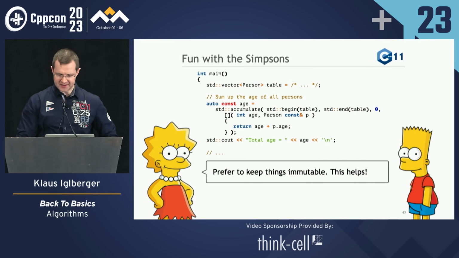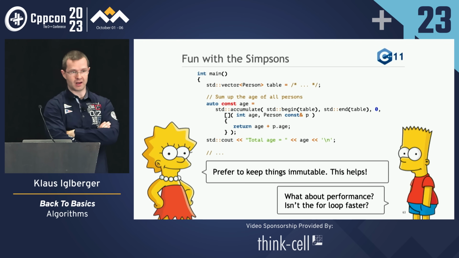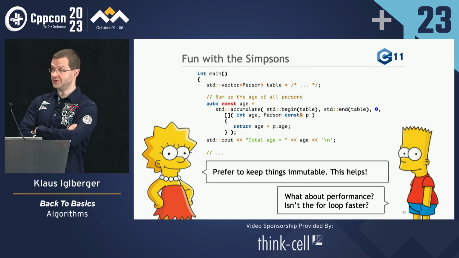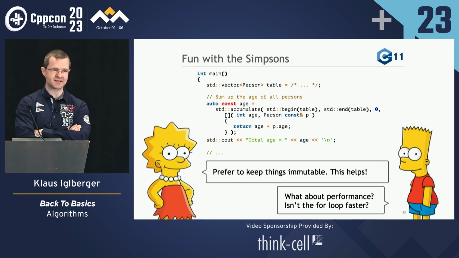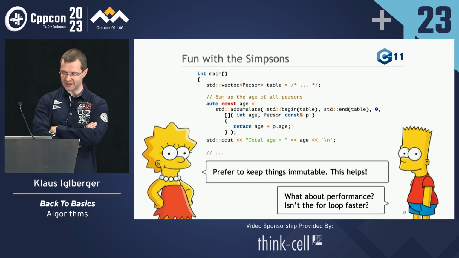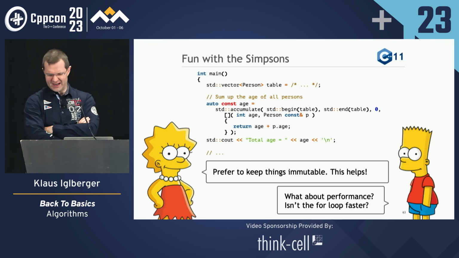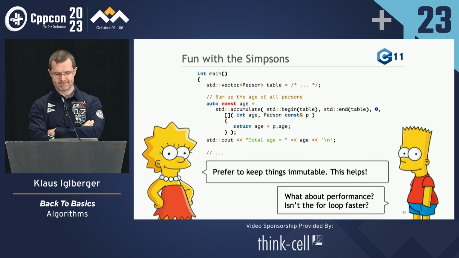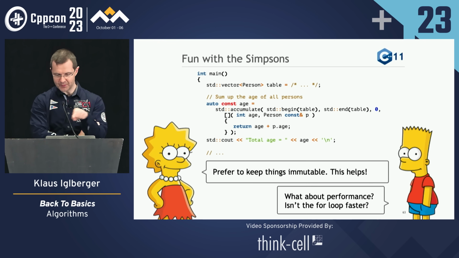Bart is not convinced yet. And he asked the one question that you also hear a lot when you start to use algorithms. What about performance? Performance. Of course, as a C++ developer, this is something that many people care about. And of course, the usual argument is, isn't the for loop faster? It's simpler, right? So it should be faster. Okay, challenge accepted. Let's compare the two solutions, the for loop with the accumulate.